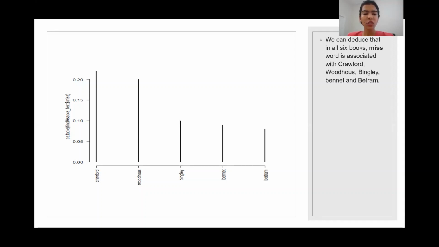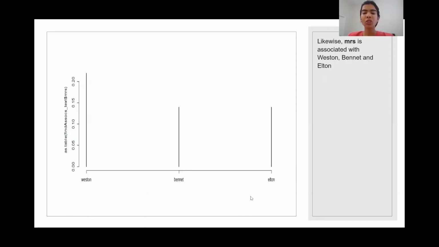Not to our surprise, we got to know that the word Miss was related with these 6 words, for example, Miss Crawford, Miss Woodhouse, Miss Bingley, Miss Bennet, Miss Bertram. And for Mrs., we got to know that 3 words were associated most frequently with it across all the 6 books: Feston, Bennet, and Elton.